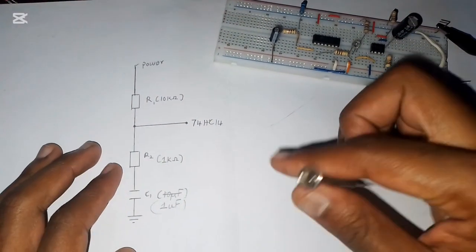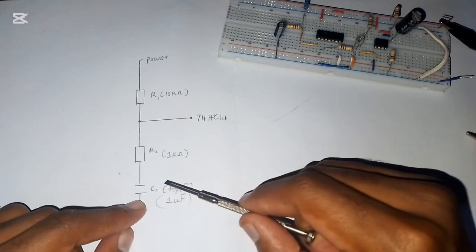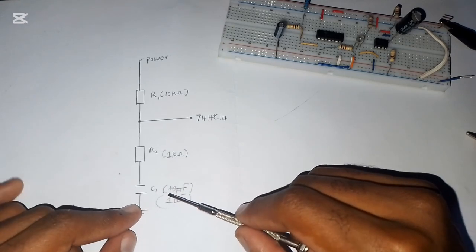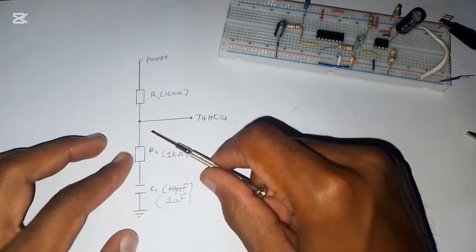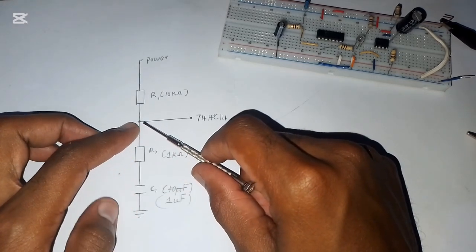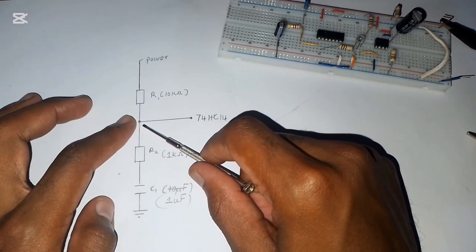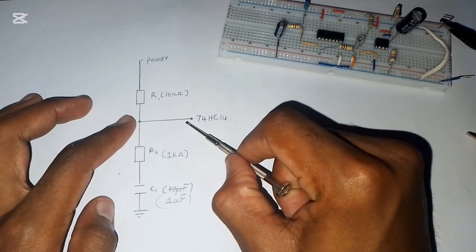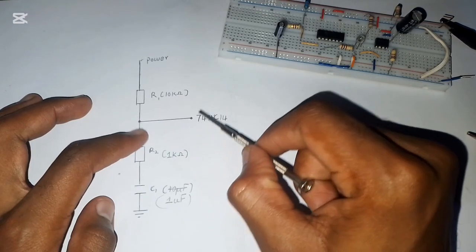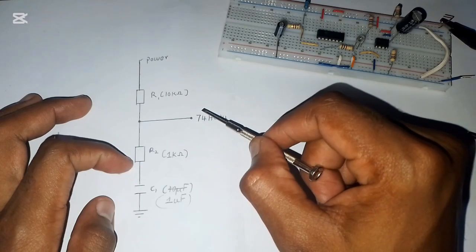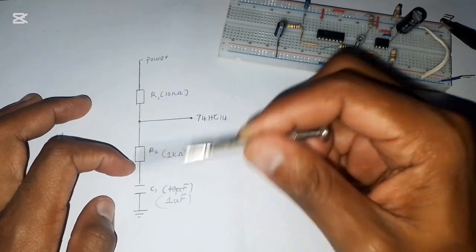Here is how it operates. The capacitor starts at low voltage, 0 volts, once the power is on. So at this junction it's going to be low. Because the input of the Schmitt trigger is low, the output is going to be high, and that high output is our trigger.